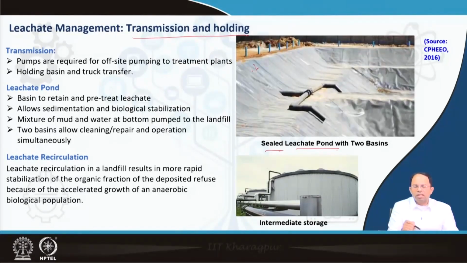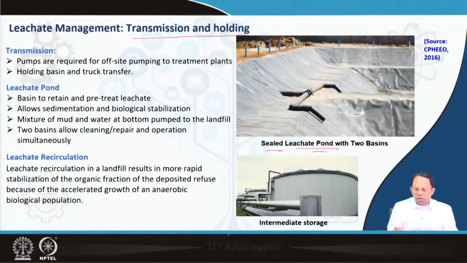These HDPE layers are given so that it doesn't mix into the surrounding soil. And usually 2 basins are created so that at least one is always operational, so we can clean or repair one, whereas the other could be kept operational, right? So this is what is being shown over here.